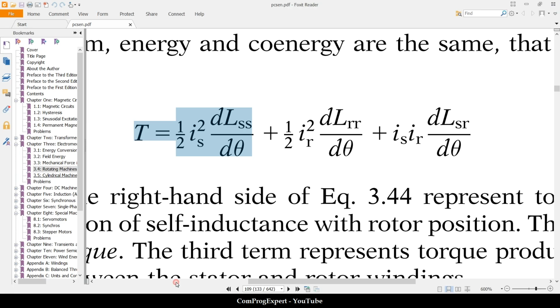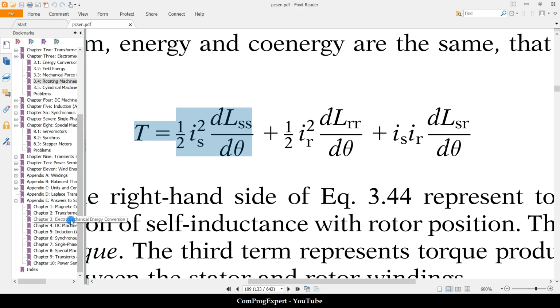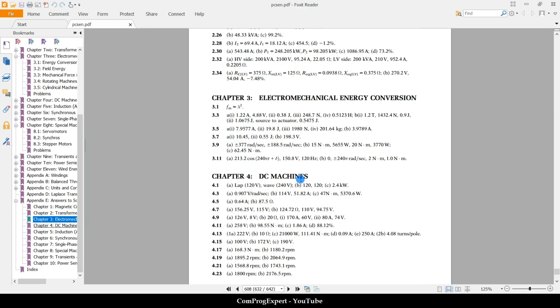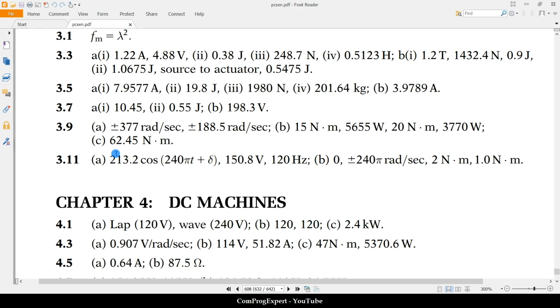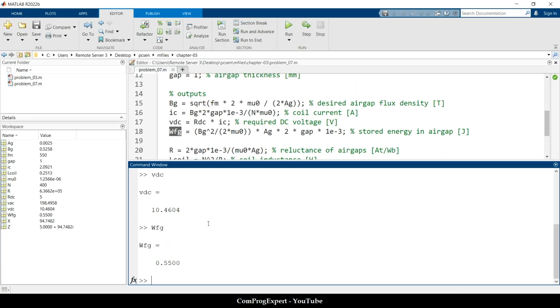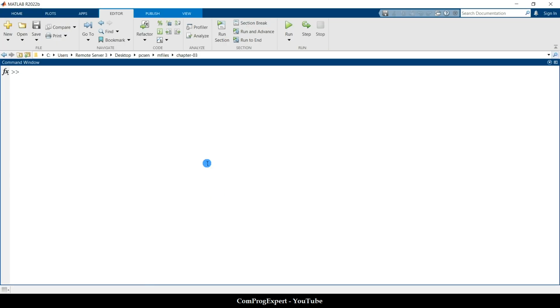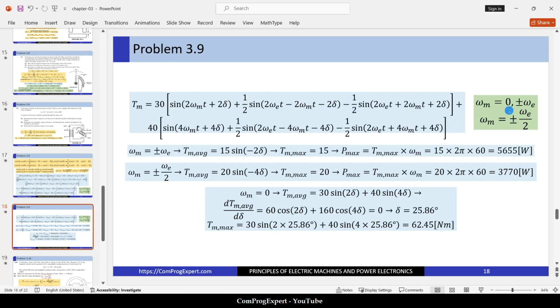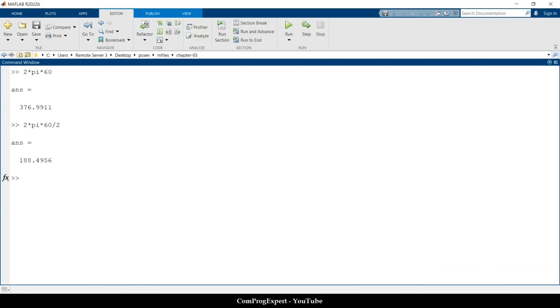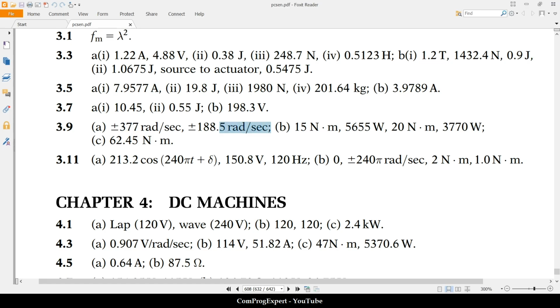So let me check the solutions. I think we have solutions here. Yes, this is part A, 377 radian per second for this speed, and for this speed we have average torque. Let me calculate 2 times pi times 60, 377 divided by 288. Yes, these terms that we calculated, the same numbers we have here.